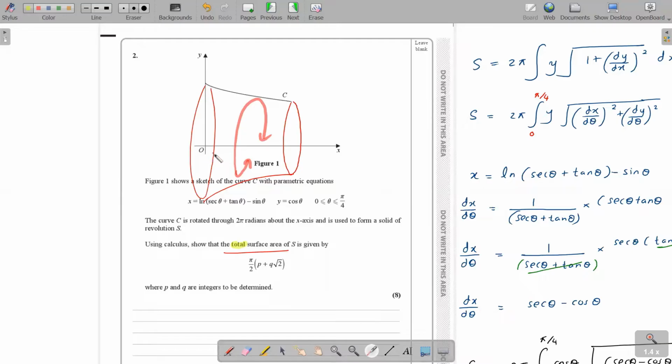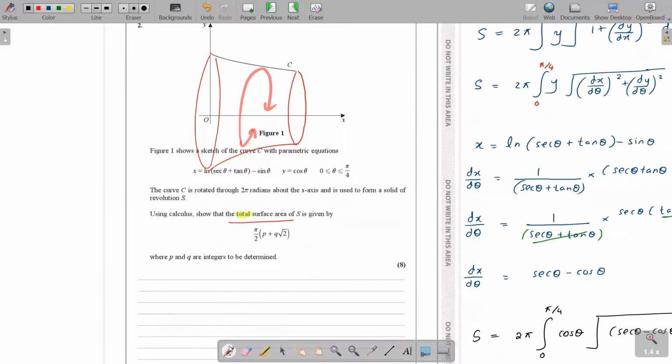Basically, here we can start with what? Here we are starting with theta 0, and here we are ending with theta pi over 4, right? So input theta as 0 for y. y equals cos 0 when theta is 0. What do we get when theta is 0? Cos 0 is 1. Basically, this value here is 1, or the radius is 1. So this end, the circular face, has a radius of 1.